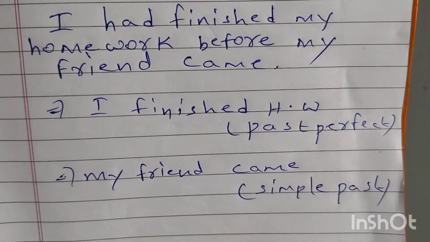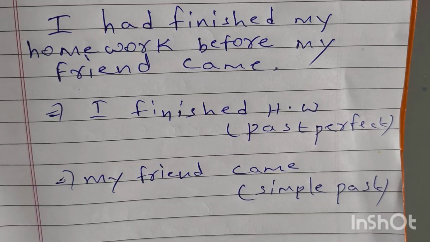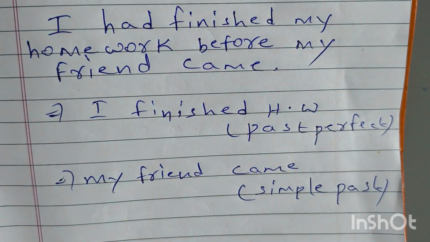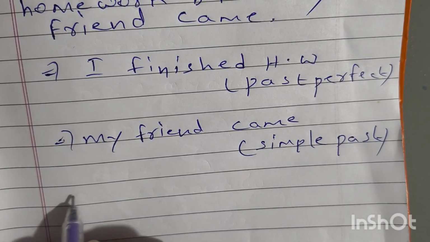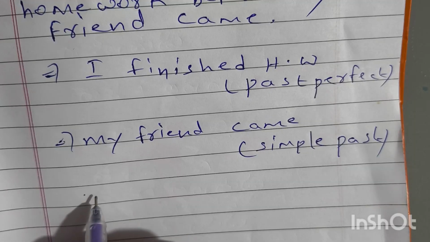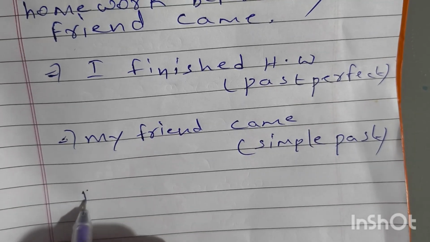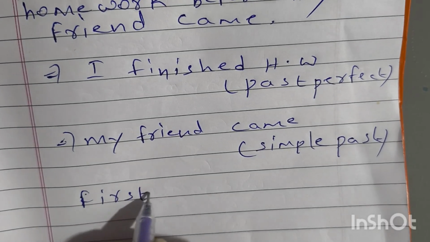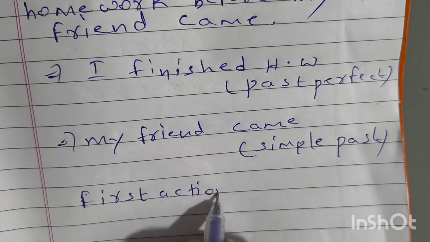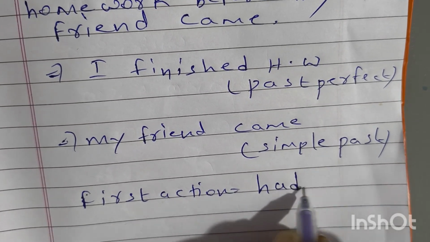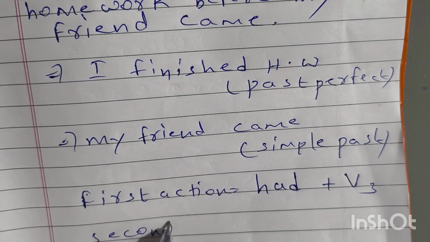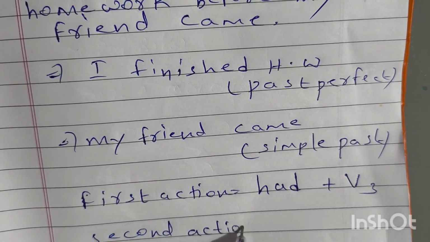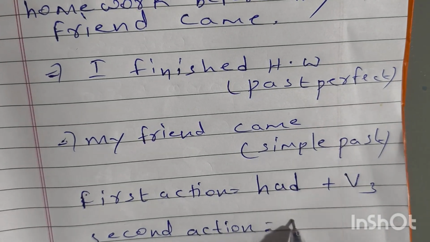So remember one thing, children, in past perfect tense what we'll say first? Past perfect, then simple past. So one thing happened before another thing in the past. Okay, so what is the rule here, children? First action is past perfect. Past perfect means had plus V3. Second action, simple past, right?